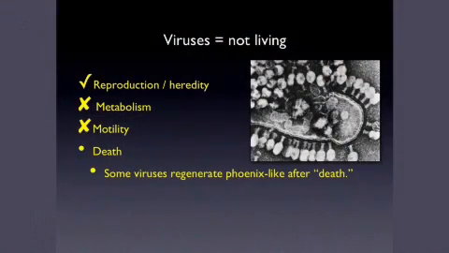Now, viruses, it turns out, really don't follow all those criteria. So if we look at viruses, yeah, they can do reproduction and heredity. In fact, that's more or less what they exist to do. And I'll show you the life cycle in a moment, but that's basically their raison d'etre. That's what they want to do, is basically make more copies of themselves. Now, metabolism, viruses can't do metabolism. Viruses are also incapable of moving. They have no motility that's available to them.